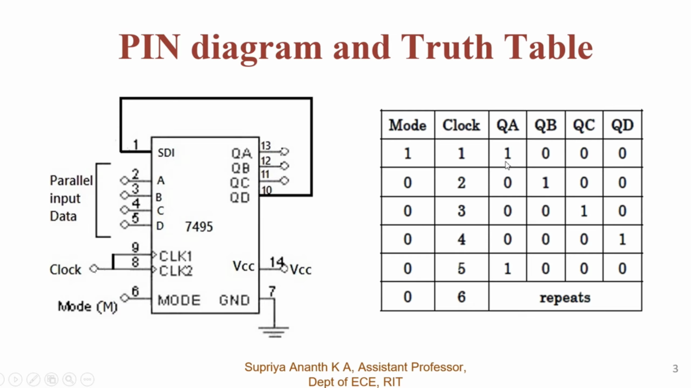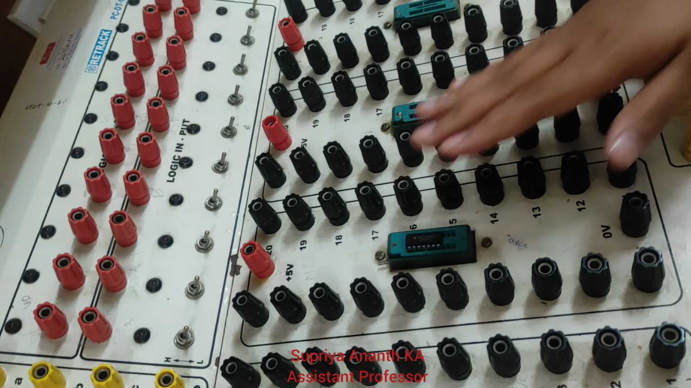Here at the first mode I am setting the value as 1 0 0 0, and for the second clock pulse, the value 1 is shifted to the next line, that is QB. And for the next pulse, the value is shifted across QC, and for the next clock pulse, the value is shifted again, and this goes on repeating for every clock cycle. So therefore we call it a ring counter. We shall see the circuit diagram further. We shall see the circuit connection for the ring counter.